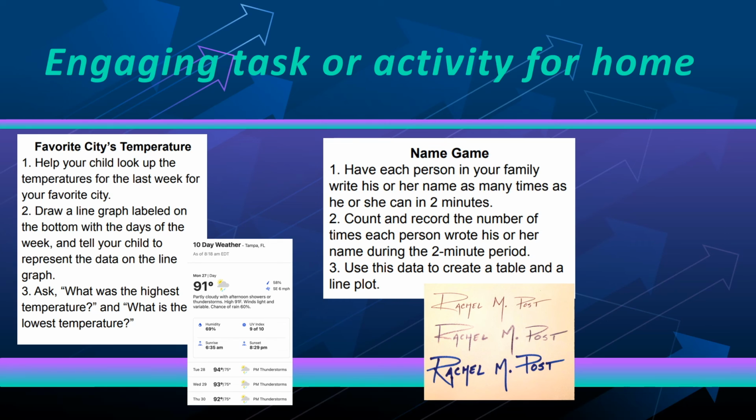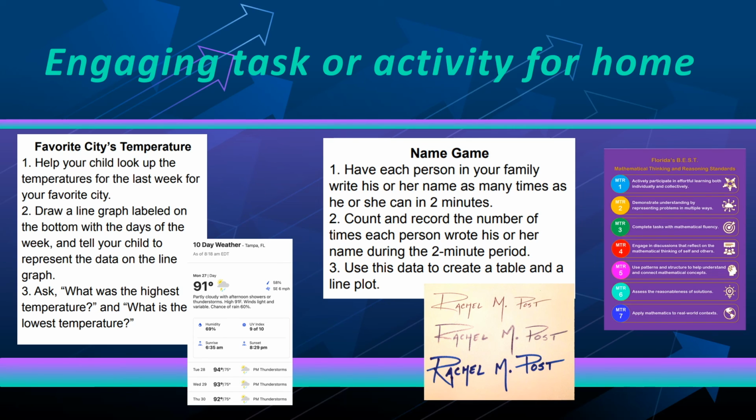For example, if 3 people wrote their name 6 times, then there would be 3 dots or X's above the number 6 on their line plot. This could be a great way to demonstrate MTR7 since students are applying what they learned to the real world.